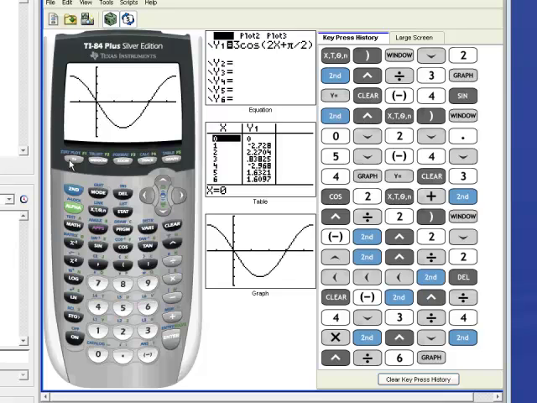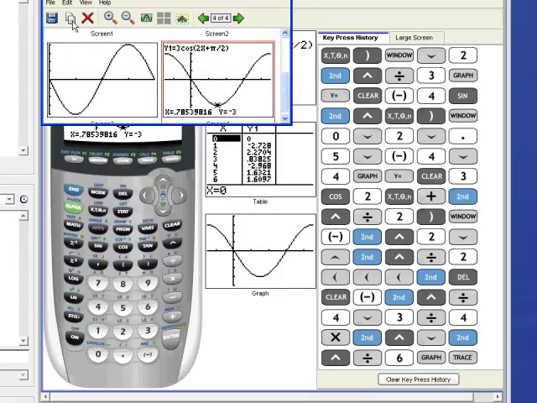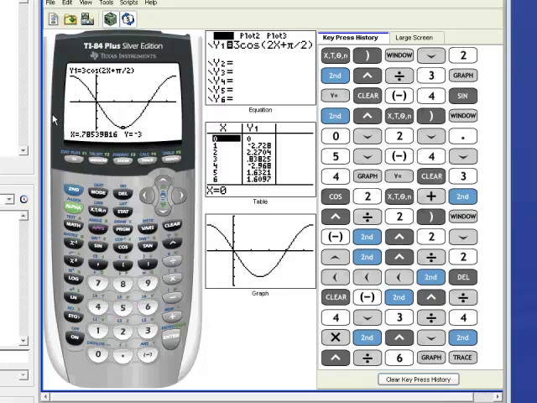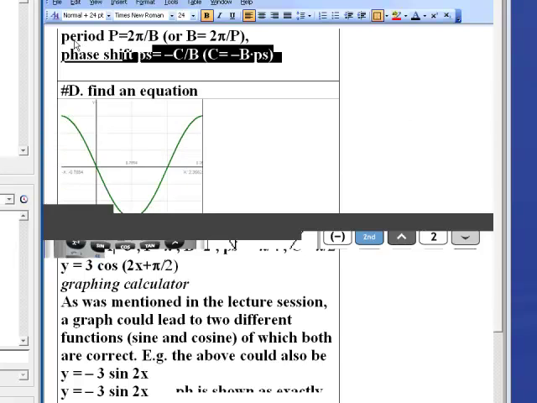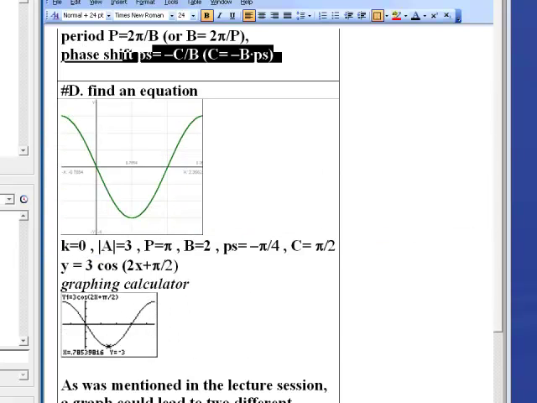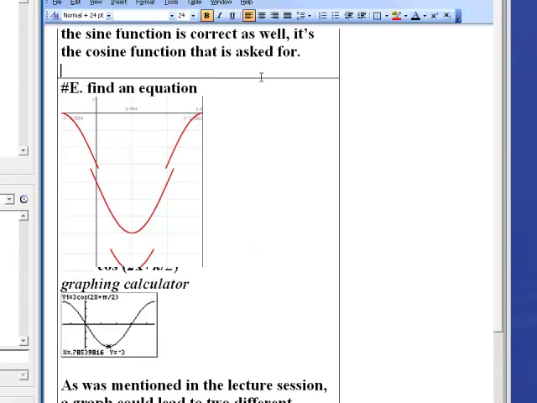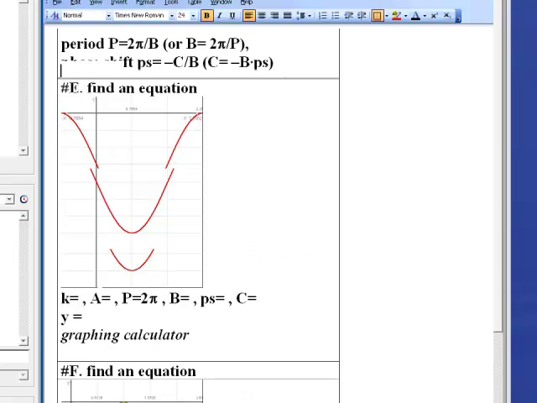Oh, and then actually what I meant to do is write down the equation here. Okay, screenshot. And go back and insert that. So that was this one. Okay. Couple more. Again, I like to have these equations available.